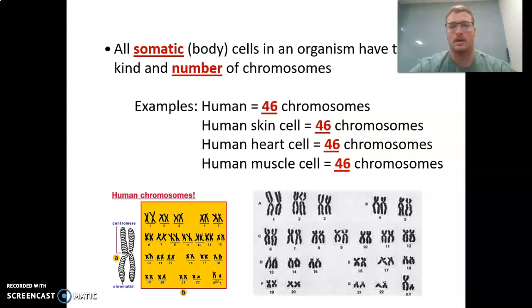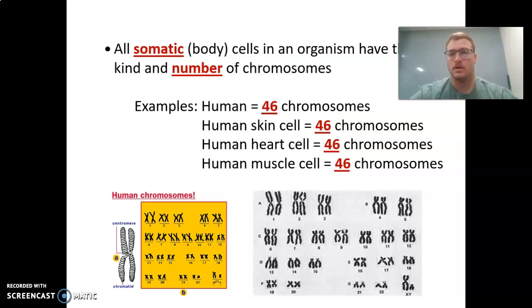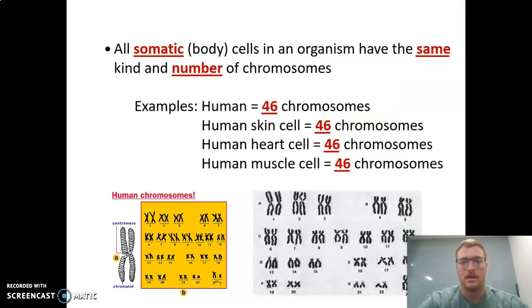So all somatic body cells in an organism have the same kind and number of chromosomes. So for humans, since humans have 46 chromosomes, every somatic cell has 46 chromosomes. Somatic cells are like skin cells, muscle cells, heart cells, hair cells, not sexual reproductive cells. So they all would have 46.